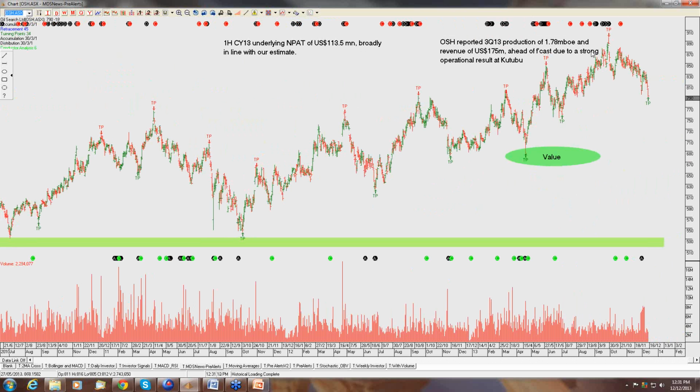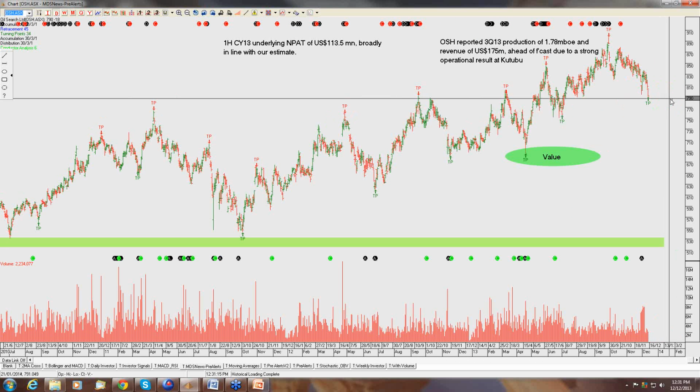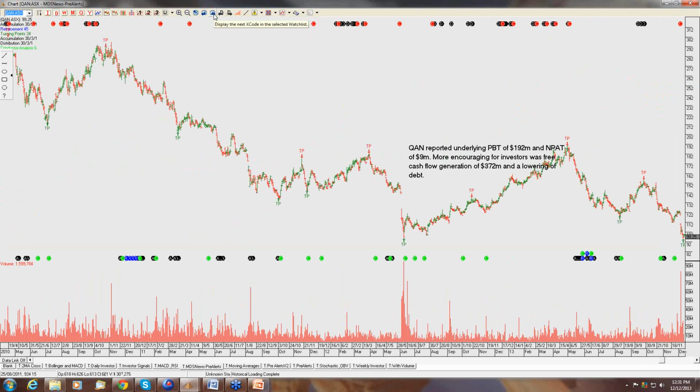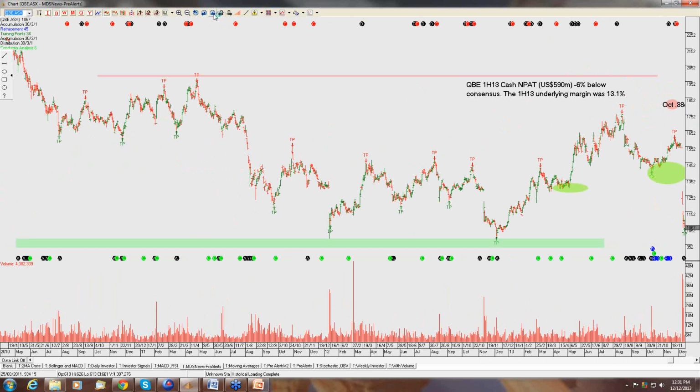Oil Search, we'd largely taken profit on Oil Search and we're looking for it to move lower, somewhere back down at around this 7.50 to 7.75. I think that starts to look interesting again for Oil Search. Not doing anything there in Qantas at the moment.